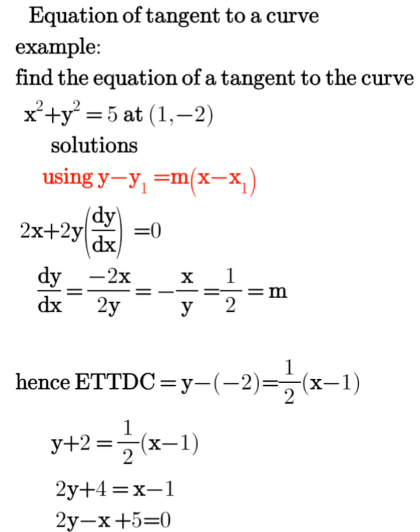So our y1 is minus 2, our x1 is 1. So when you insert everything, we have y plus 2 is equal to 1 over 2 times (x minus 1), and when we do the necessary arrangement, we have the equation of the tangent to be 2y minus x plus 5 equals 0. So when you see questions on equation of tangent, these are all of the process that you should follow before finding the equation of a tangent of a curve.